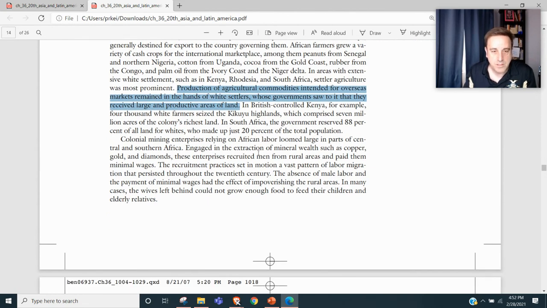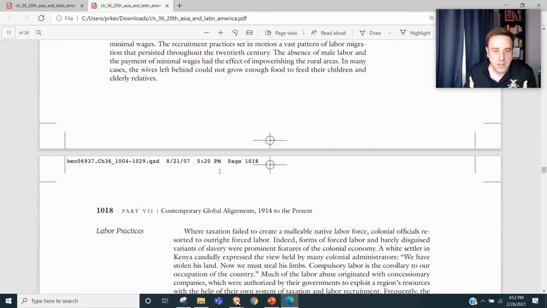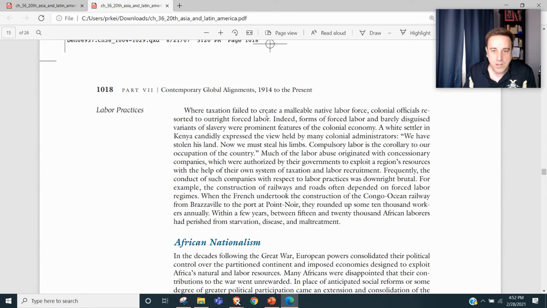The other thing that you'll notice is, like I mentioned before, there's going to be copper, diamonds, gold, so on and so forth. But the way that you are going to get people to work there is going to be basically instituting a type of slavery. So the colonial officials are going to have to try to find forced labor. And so I thought this quote was particularly telling here. We have stolen their lands, now we must steal his limbs. Compulsory labor is the corollary to the occupation of this country.